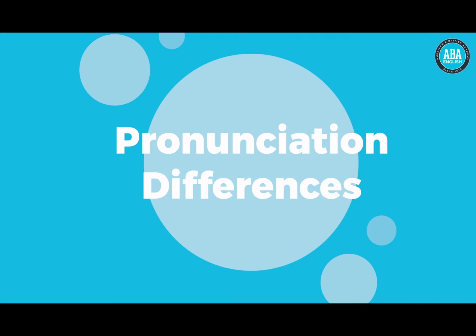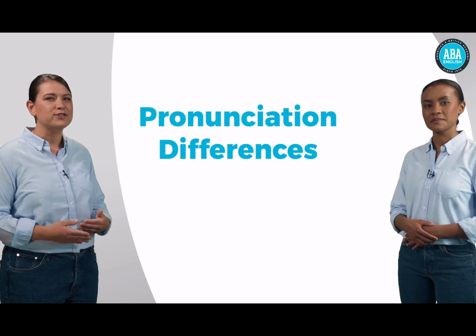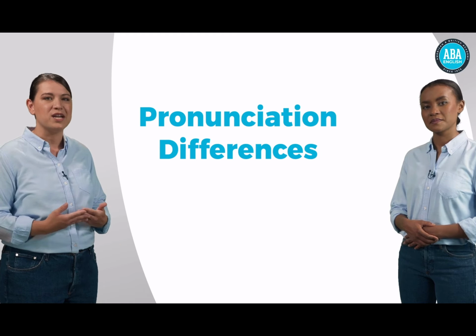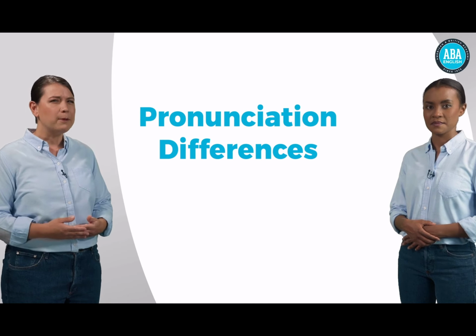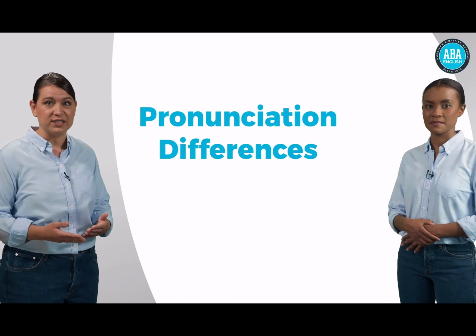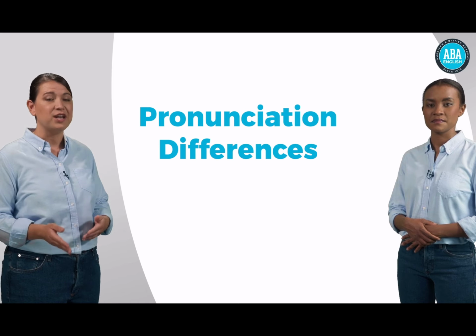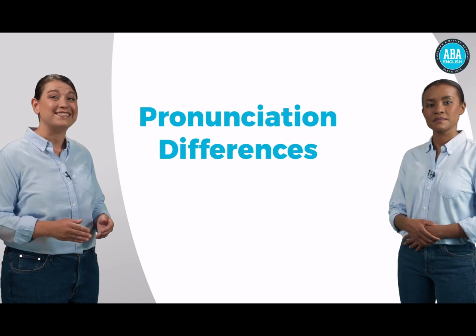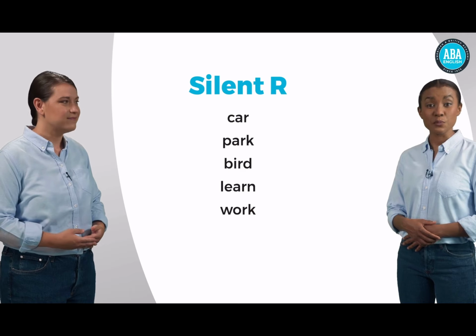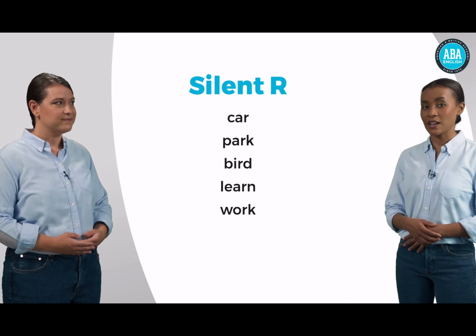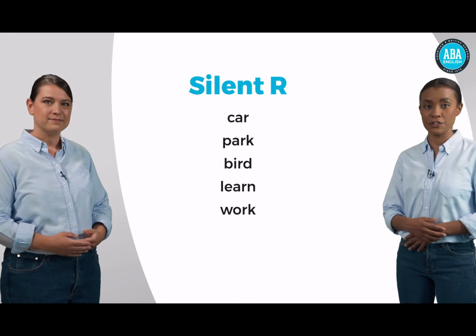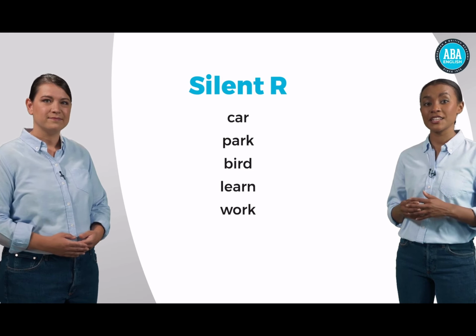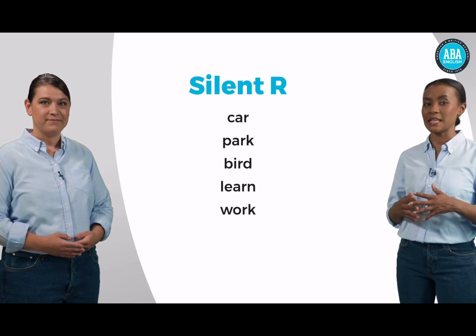Pronunciation differences. British and American English also have some differences regarding pronunciation. Let's see the most important ones. Probably the most obvious pronunciation difference between Standard British English and Standard American English is the silent R. In British English, the R sound is not pronounced unless there is a vowel sound after it, while in American English it is pronounced. Let's see.